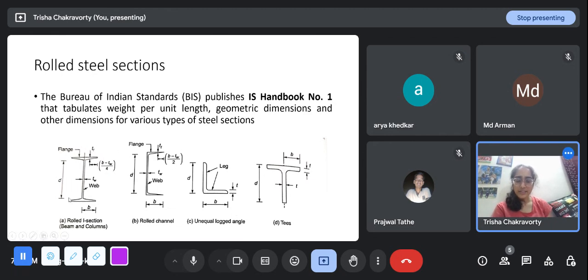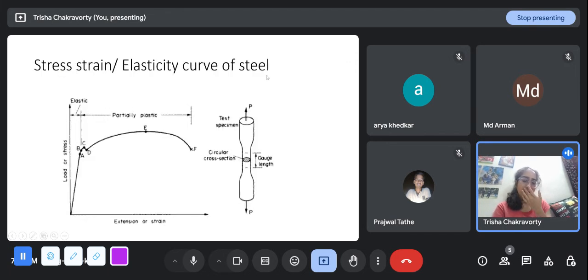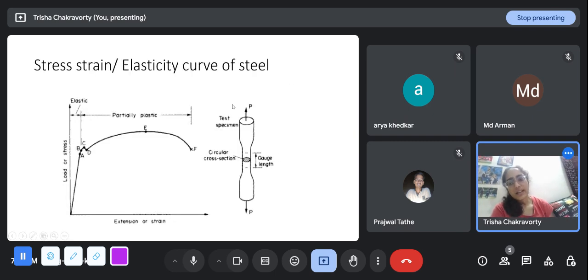This is an I section, also called a joist. This is a channel section, an angle and T sections, and there are several hollow and solid sections. These bars are solid sections, flats, plates, or strips, and these are hollow sections, square, rectangle, circular. And this elasticity curve is again very important, as we discussed last class.